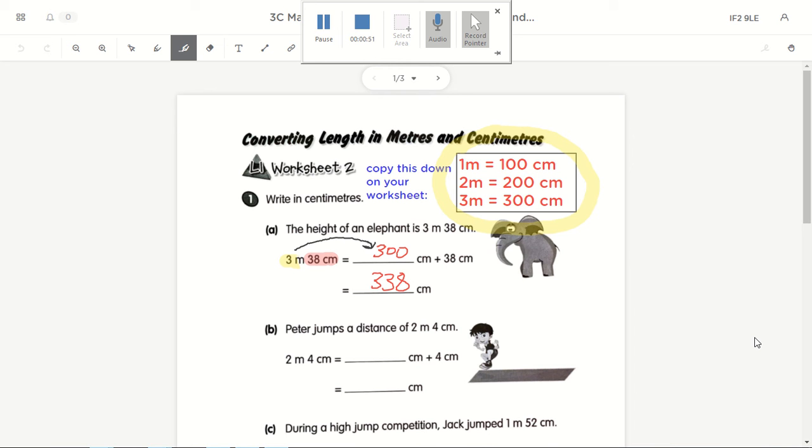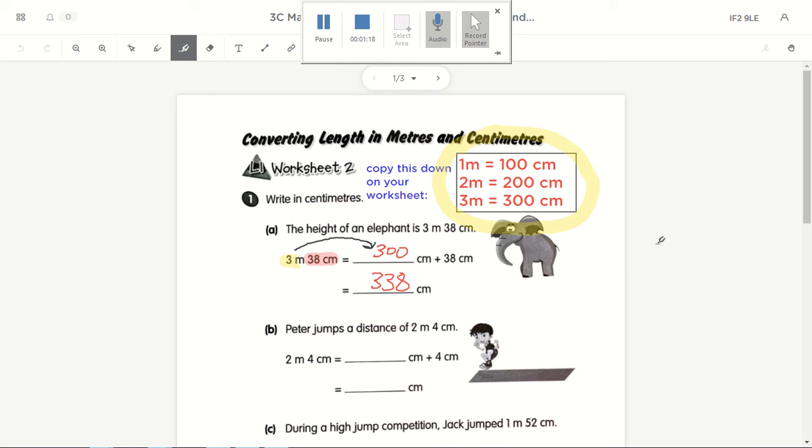Okay, so converting length between meters and centimeters. So if you have gone through the lesson yesterday, you realize that 1 meter is actually 100 centimeters. It can also be the other way around. 100 cm equals 1 meter. This is the standard way. In a meter rule, which is 1 meter long, there is actually 100 cm there, and vice versa. If we are talking about 100 cm, it will be 1 meter.